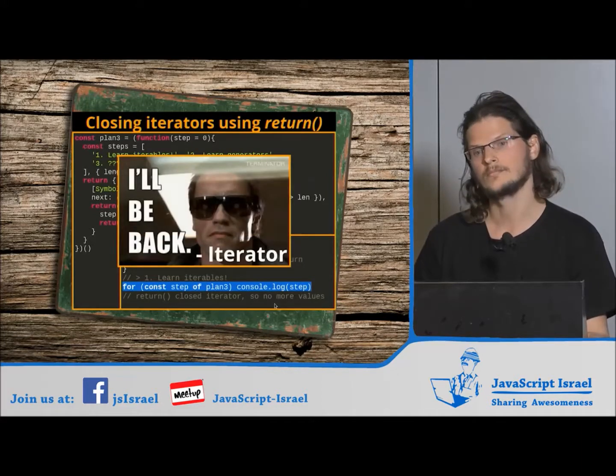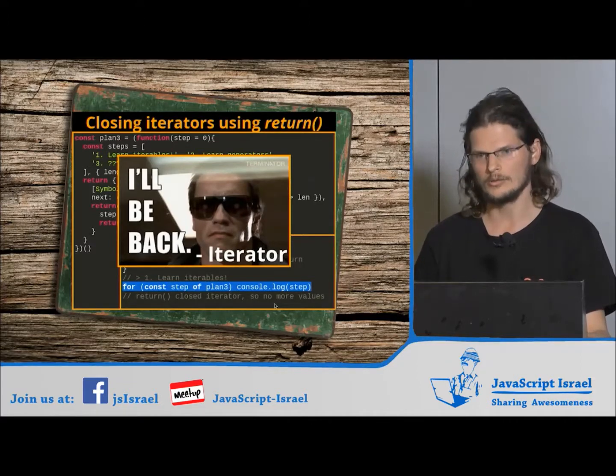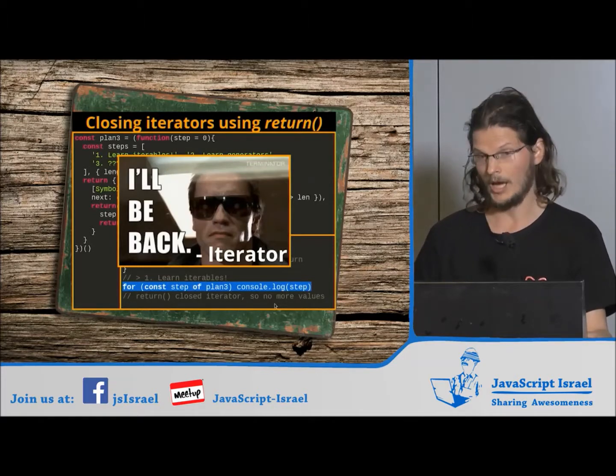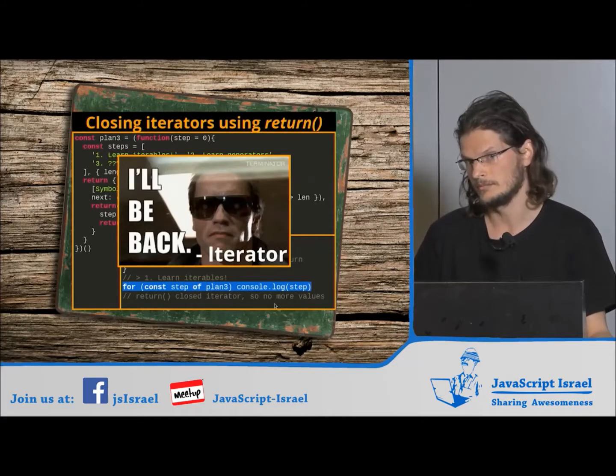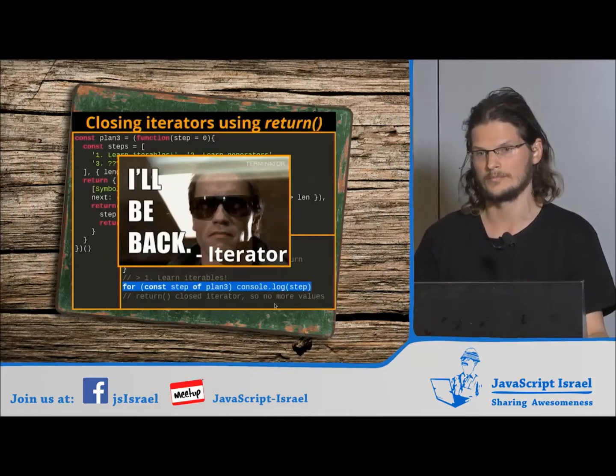But calling break invokes the return method if it exists, right? Calling break from a for of loop calls return. Yeah, that's exactly how it works. And you can also call it manually. If you have an iterator object, you can call its return method.